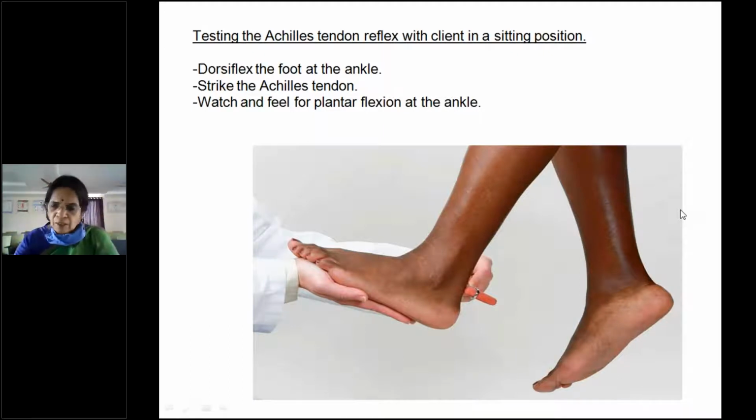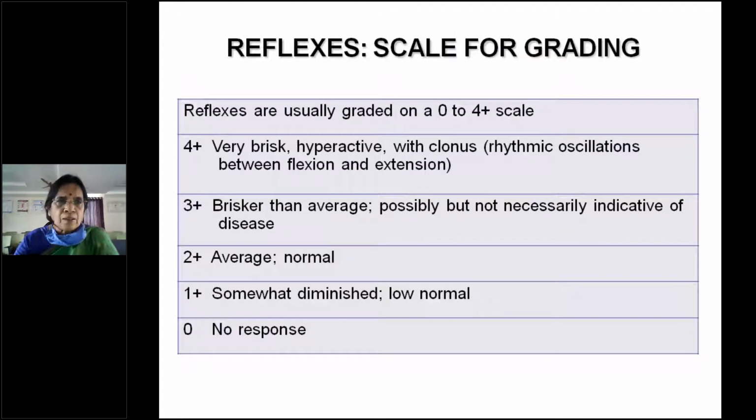So these are all the reflexes. Then how to grade the reflexes? The reflexes are usually graded: 0 means there is no reflex, and 4 plus is very brisk, hyperactive with clonus. So we'll come in reverse. 0 means no response. 1 plus means somewhat diminished, lower than normal. And then 2 plus is average, that is normal.